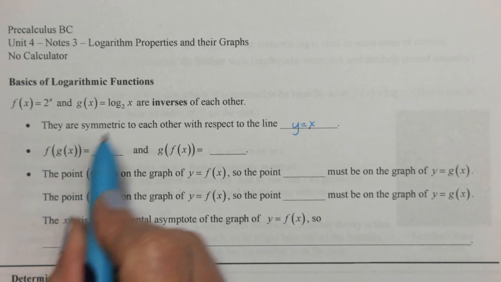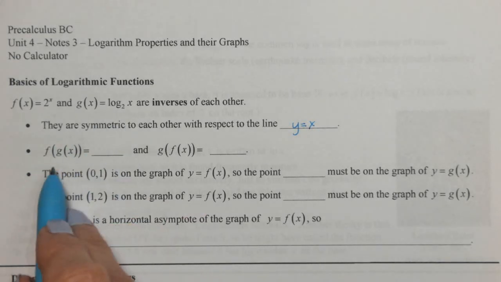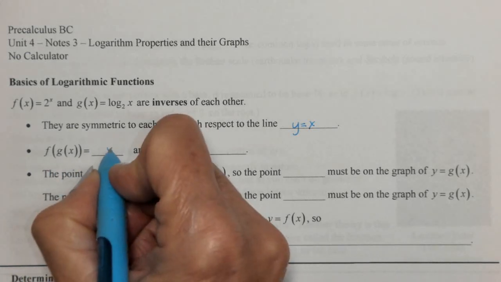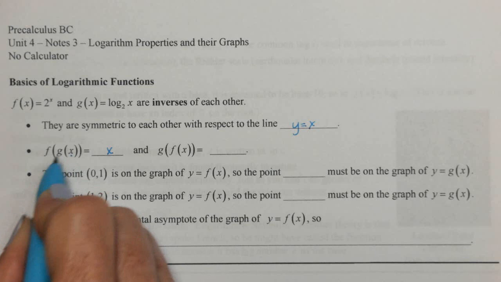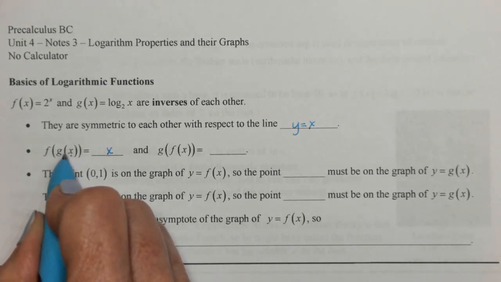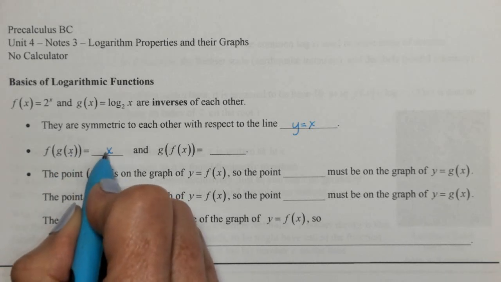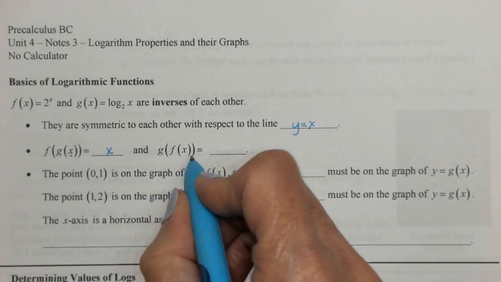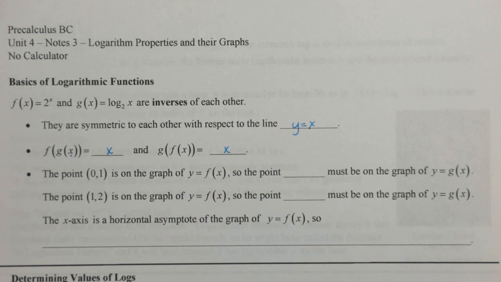Alright, also, if two functions are inverses of each other, their composition must yield back whatever is right here. They undo. f of g of x, whatever that x is, gives you back x. So f of g of 2 is 2. f of g of 3 is 3. Same thing with g of f of x. It must also give you back x if they are inverses of each other. And that's true for any inverses, not just logs and exponentials.